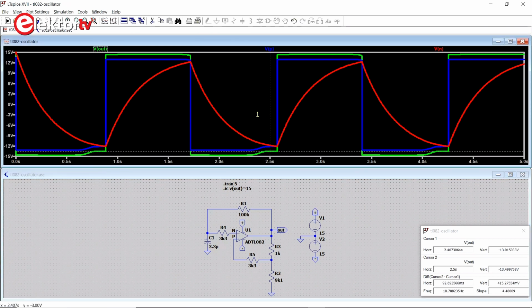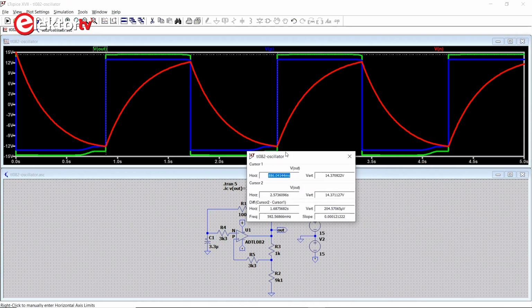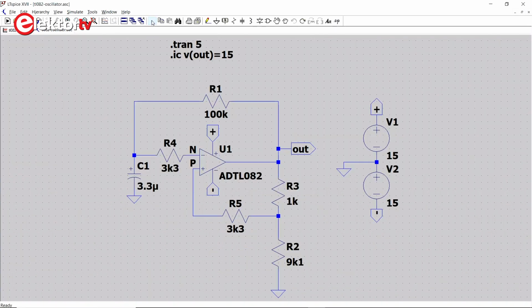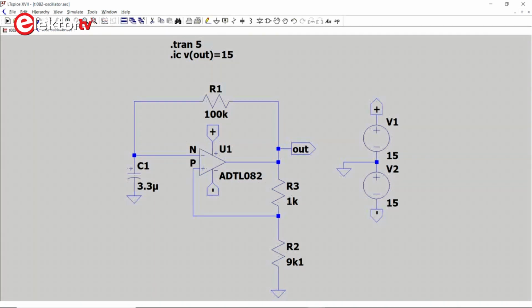When we measure the frequency using the cursors, we find a value of 0.6 Hz, which is slightly faster than intended. Understanding the circuit is easy, especially when you know that you can ignore R4 and R5, which are for input balancing purposes or similar matters. So let's suppose the output voltage is high, let's say 15 volts, then the resistor R1 will charge capacitor C1 until it reaches 15 volts.